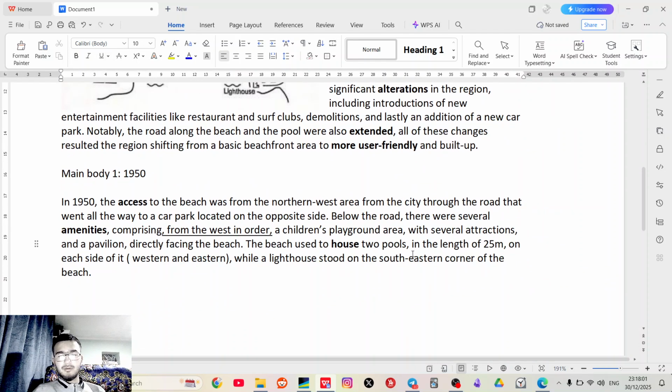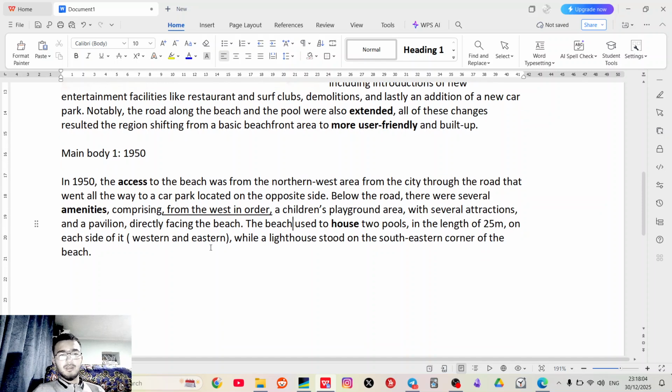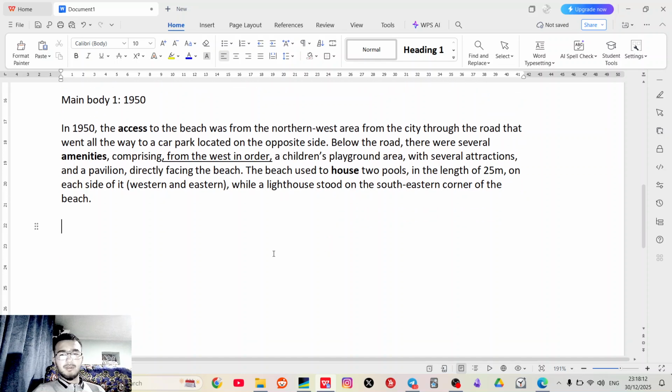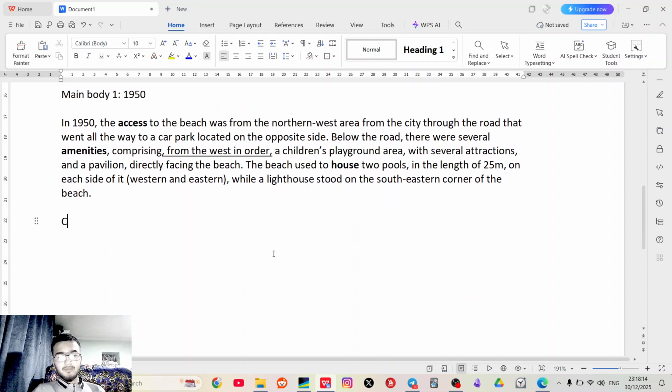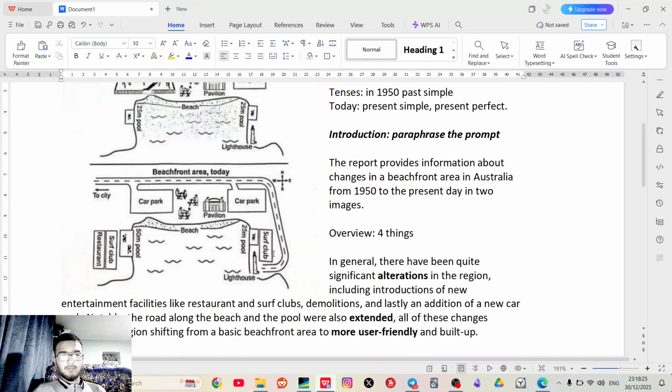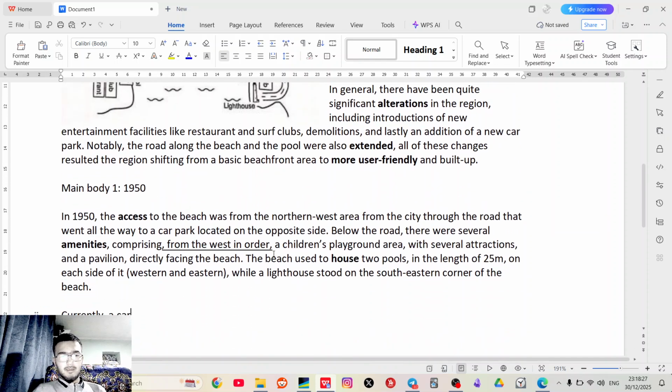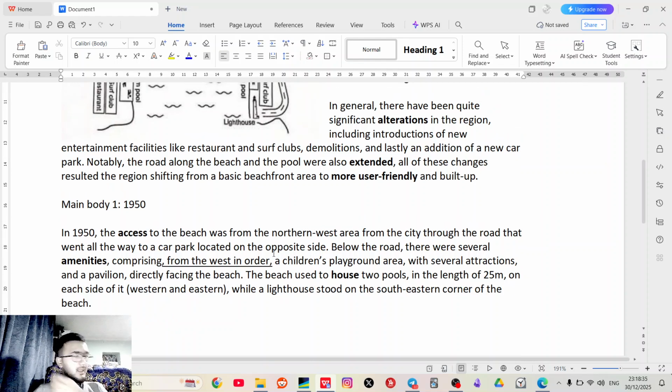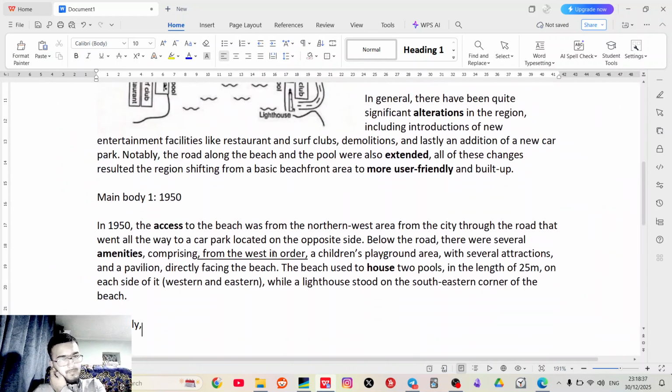The beach used to house two pools in the length of 25 meters on each side of it, western and eastern, right? While a lighthouse stood on the southeastern corner of the beach. Currently, a car park has been. So I guess I need to write an introduction. I need to write a topic sentence here.